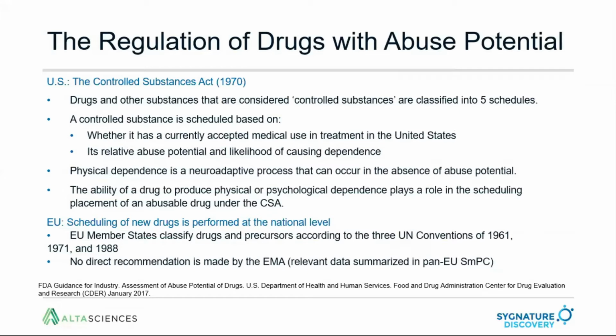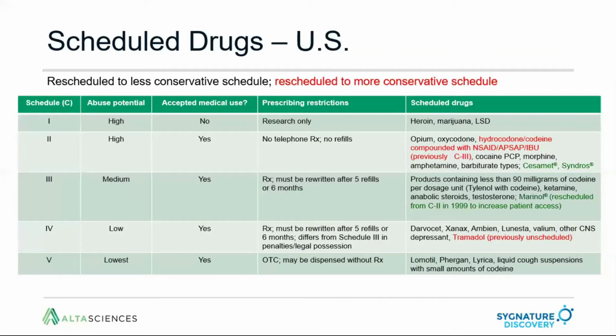Abuse potential evaluation serves as an important guide to determine whether a drug will be considered a narcotic and require scheduling or controlling. In the United States, this process falls under the Controlled Substances Act, where drugs are classified into 5 schedules that are based on their accepted medical use, their relative abuse potential, and the likelihood of causing physical dependence. In Europe, the scheduling of new drugs is performed at the national level. The EU member states classify drugs and precursors according to the UN conventions, and no direct recommendations are made by the EMA.